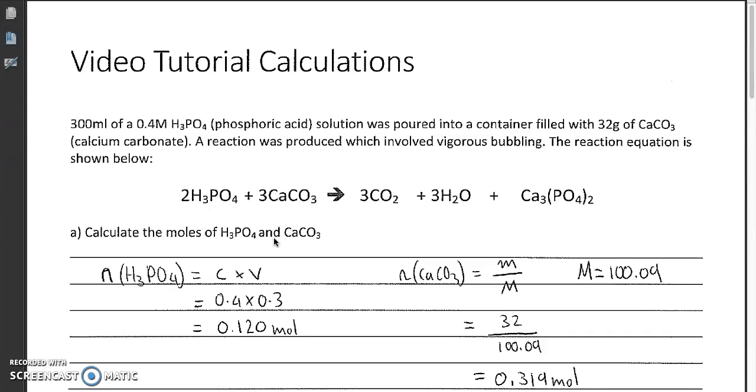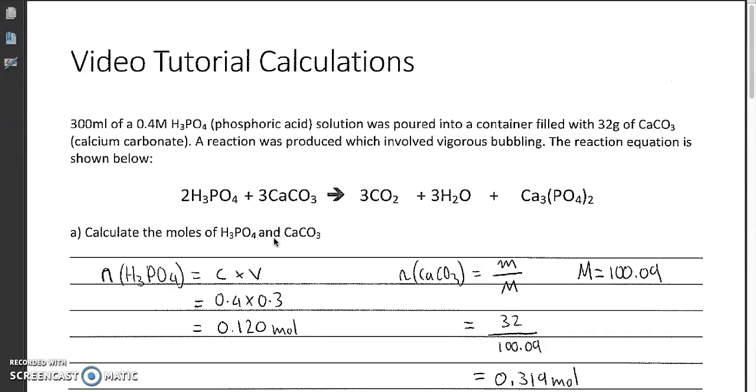Notice that the ionic formula for this is correct, and you need to be able to write your ionic formulas correctly in order to balance the equation correctly. So the equation is balanced here. They've given you the coefficients, and these will help you to answer the questions.